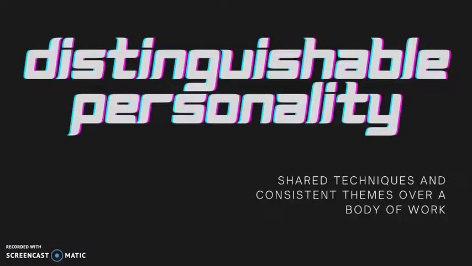The next criteria is distinguishable personality. This refers to those shared techniques and consistent themes that are evident over a director's body of work. And this is an important point to note. When we're trying to make a determination about whether or not a director is an auteur, we need to consider a range of their films.